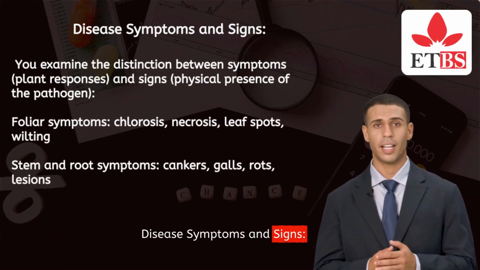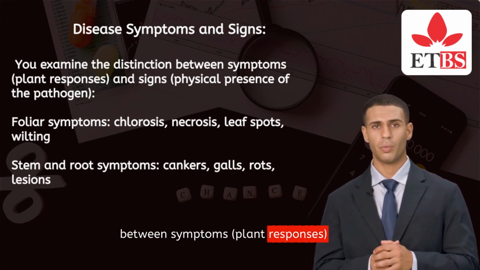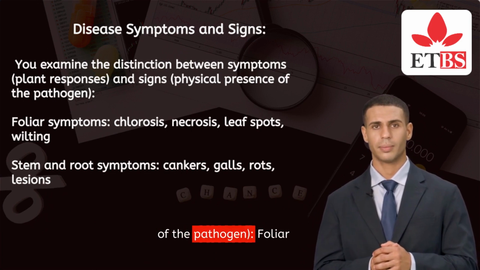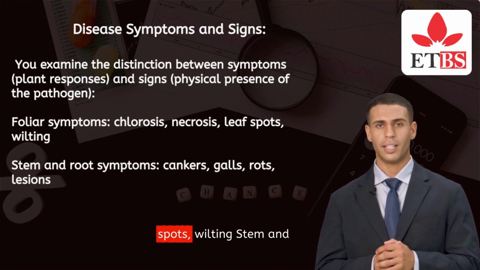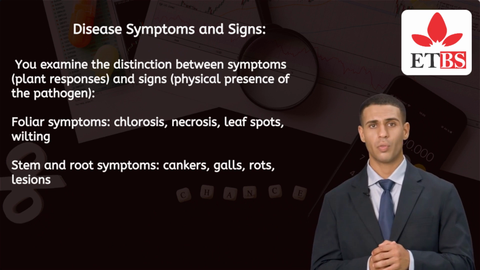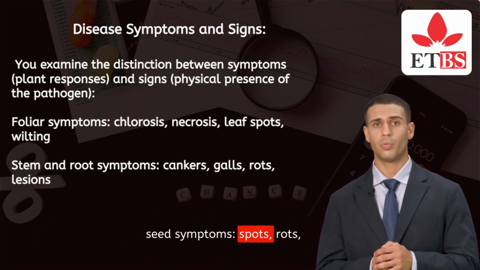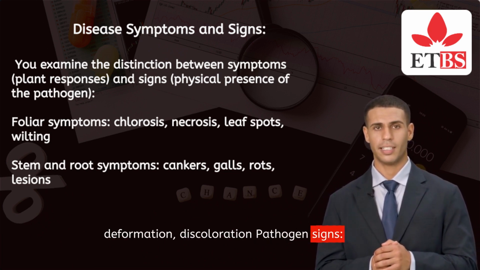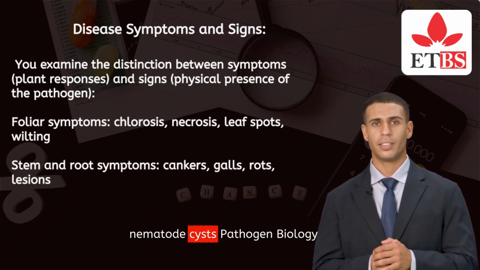Disease symptoms and signs. You examine the distinction between symptoms, plant responses, and signs: the physical presence of the pathogen. Foliar symptoms: chlorosis, necrosis, leaf spots, wilting. Stem and root symptoms: cankers, galls, rots, lesions. Fruit and seed symptoms: spots, rots, deformation, discoloration. Pathogen signs: fungal spores, bacterial ooze, nematode cysts.